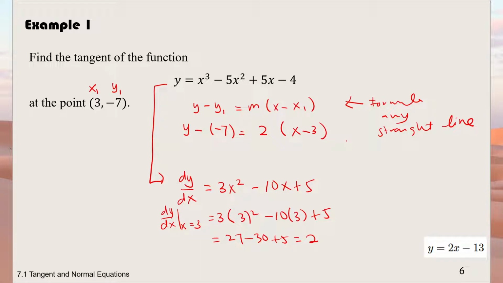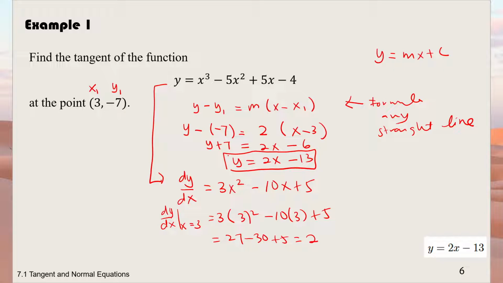And we know that the general form of a straight line is y equals mx plus c, so what I need to do is expand: y plus 7 equals 2x minus 6. So finally y equals 2x minus 13, and this is our tangent.